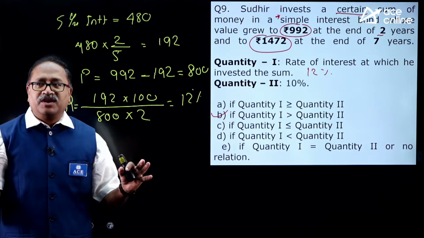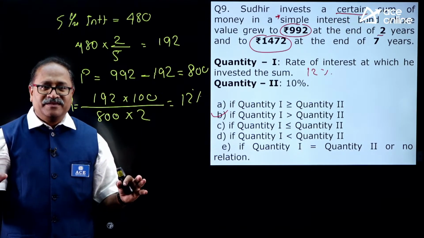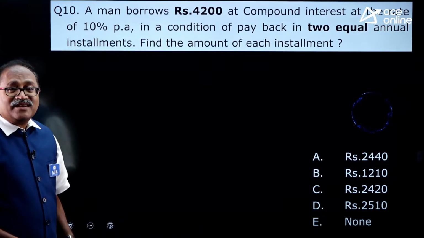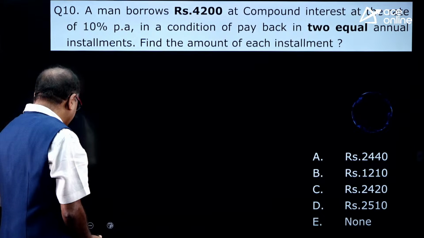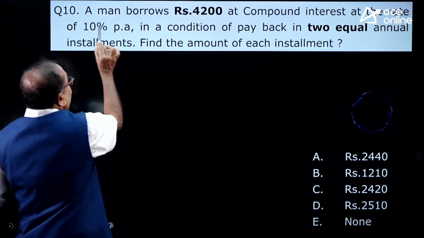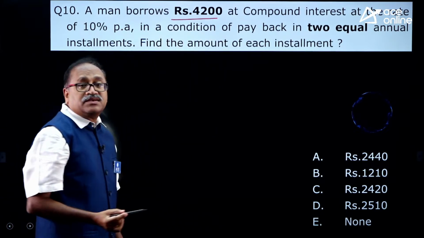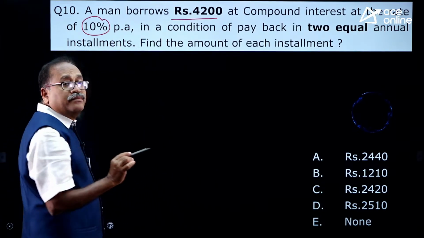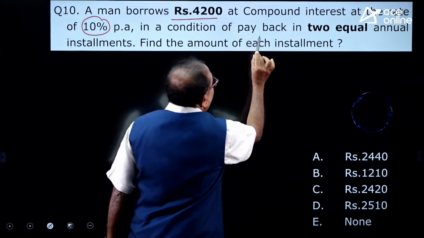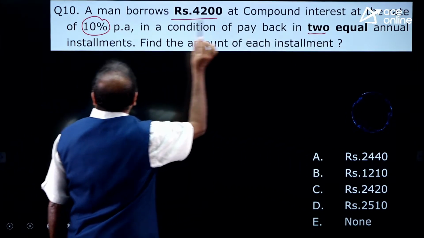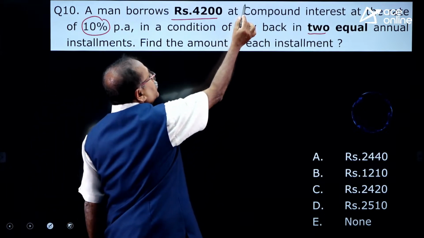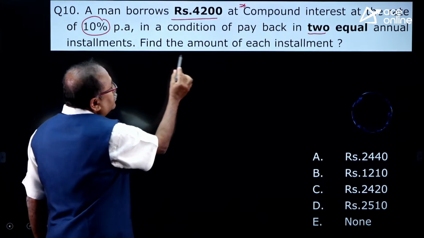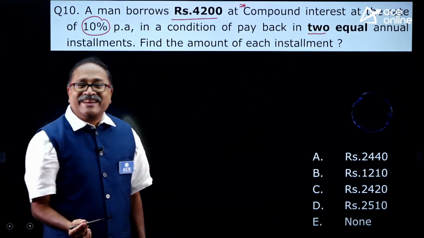Is that clear to everyone? Moving on to the next question. Now, let us see how this question is different from the previous questions. A man borrows rupees 4,200 at compound interest at the rate of 10% per annum. In the condition of payback in 2 equal annual installments, it is a compound interest. Now, find the amount of each installment.